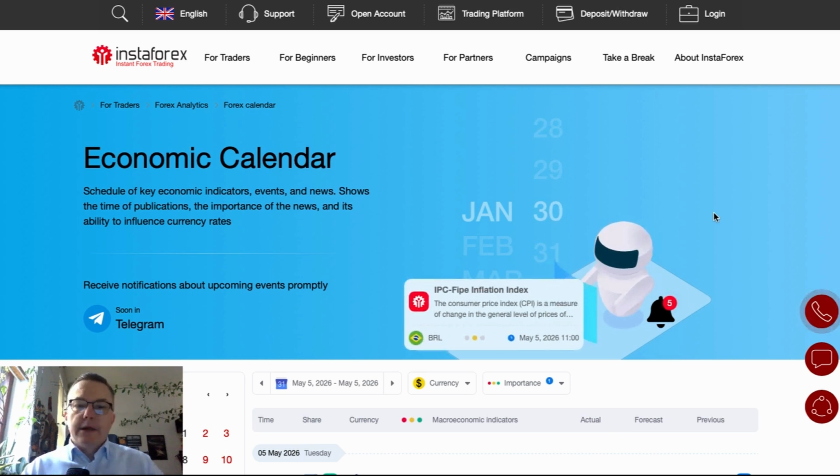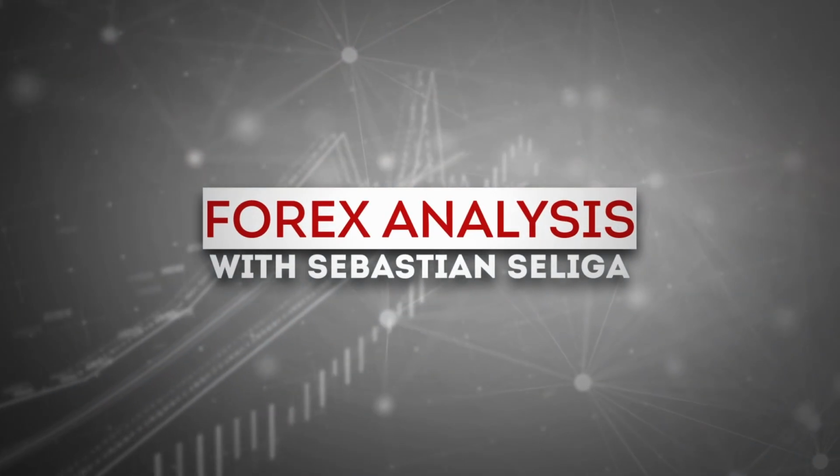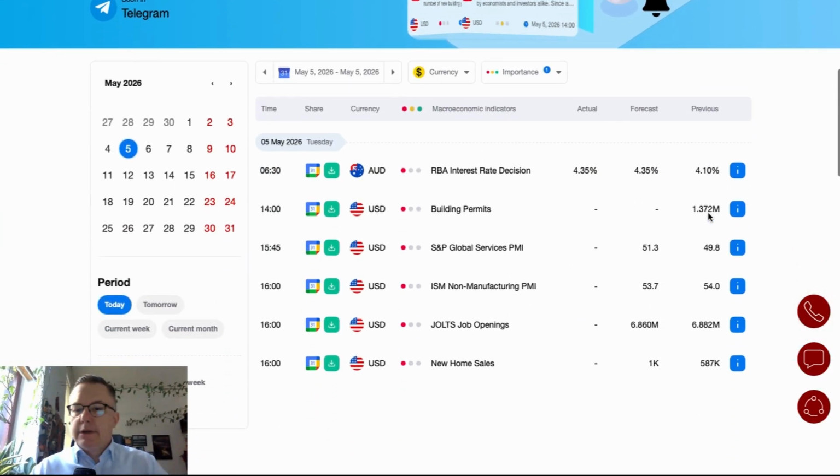Today is Tuesday, May 5th, 2026. Let's take a look at the Forex economic calendar for today. Alright, what do we have here in the calendar?